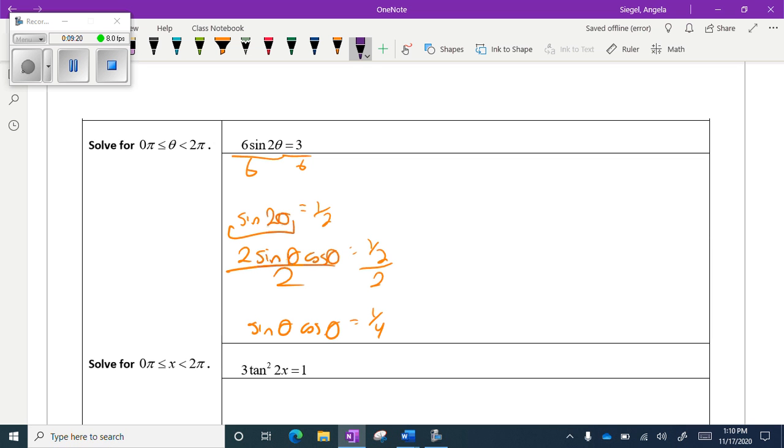This is a dead end. I can't go anywhere with this. So I'm kind of stuck. So I'm going to show you another way to do this.